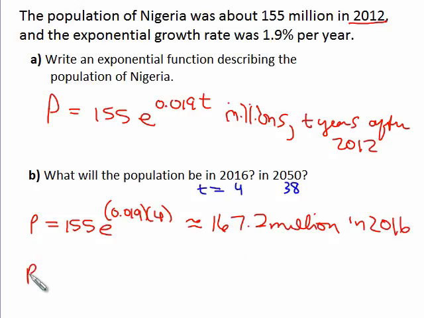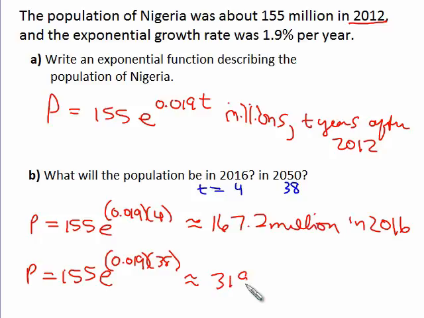And in the second one here, we'll do 155. Again, this is my model, e to the 0.019. That was the growth rate. And this time we'll use t is 38. So this will give me an approximate population of 319.1 million. And that was in the year 2050.